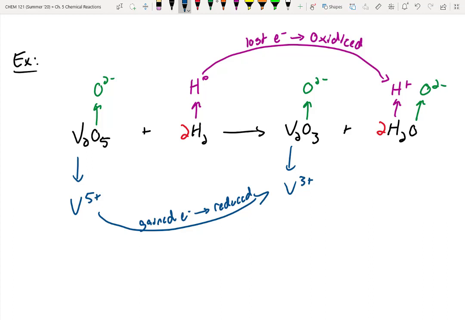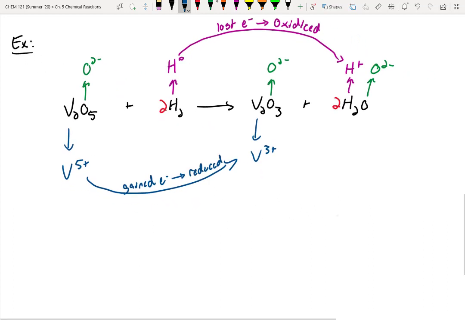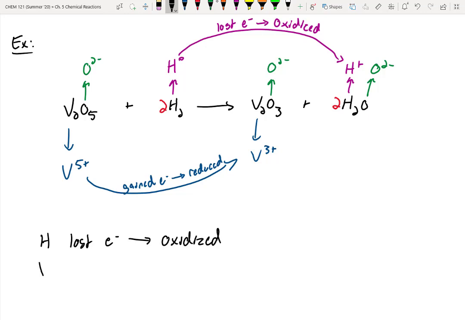All right, so let's again make that little table that we did before. So in this case, I'd say hydrogen lost electrons. Let me just do e minus. Therefore, it was oxidized. We said that vanadium gained electrons. Therefore, it's reduced.